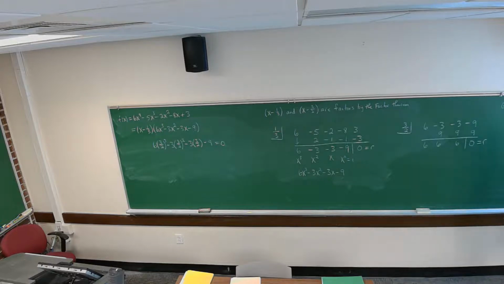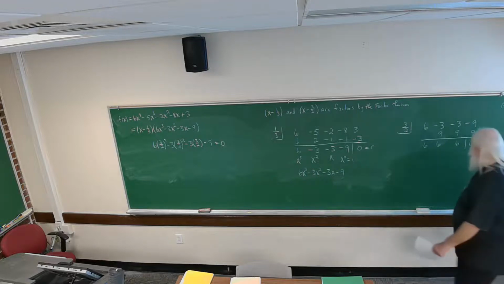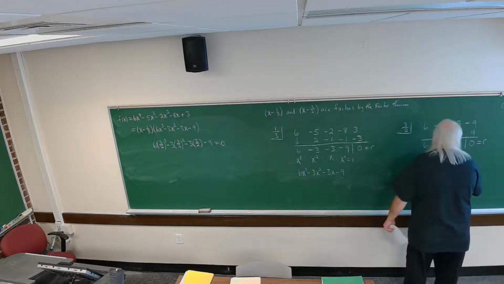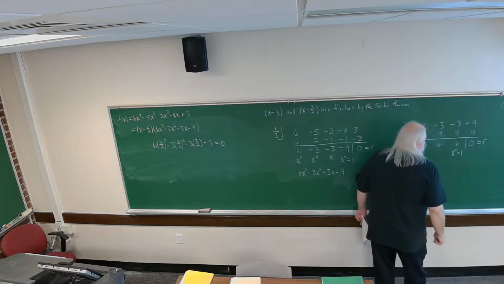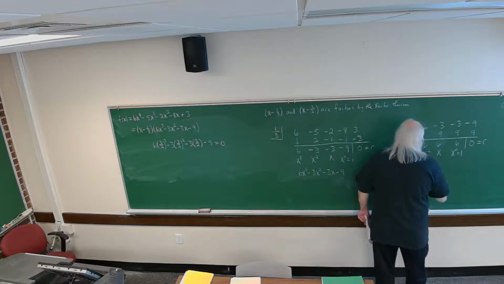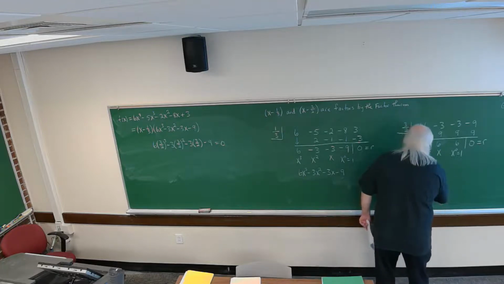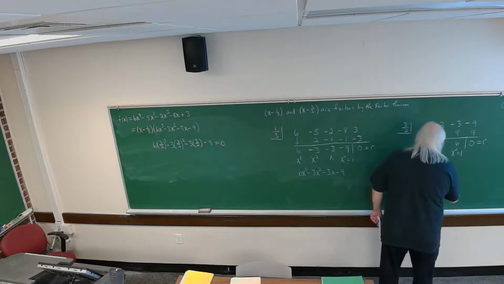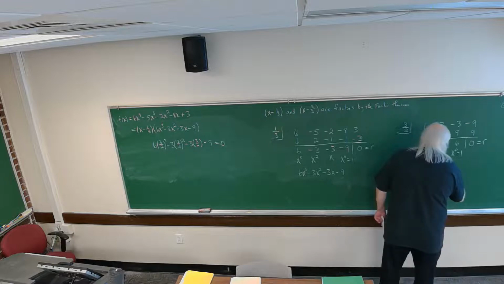6, 6, 6. Everybody's favorite number, right? So x to the 0 is equal to 1, right? So this first 6 goes with x to the 0, which is 1. The next one goes with x. Next goes with x squared. So the quotient from this synthetic division is 6x squared plus 6x plus 6.